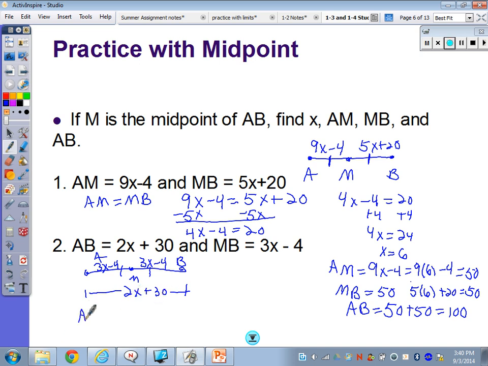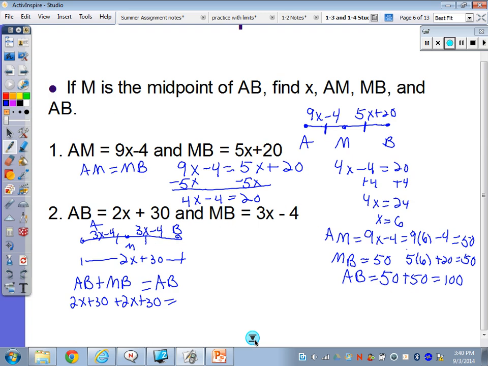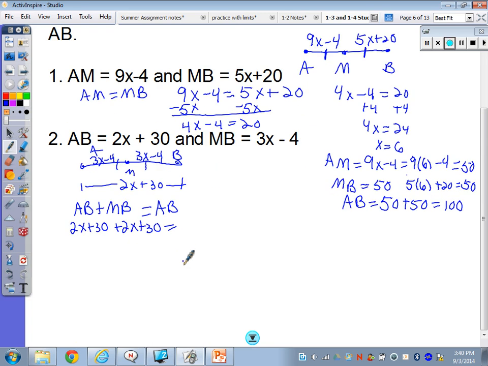So if I think about it, the two parts have to equal the entire thing. And I'm going to do AB is 2x plus 30, but because it's equal to MB, that's also 2x plus 30. And then I'm going to set it equal to AB. Oh, sorry, I did that wrong. Backtrack a second. Sorry, AM and MB are both 3x minus 4. So I'm going to write those in for both of them, and then I'm going to set it equal to 2x plus 30. Then I have to solve it.